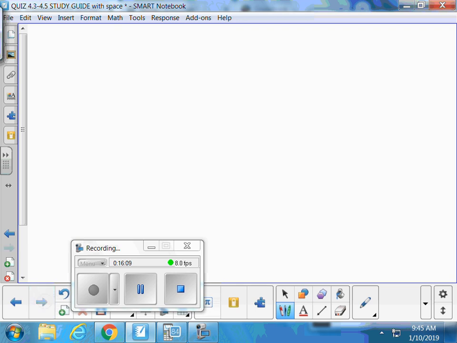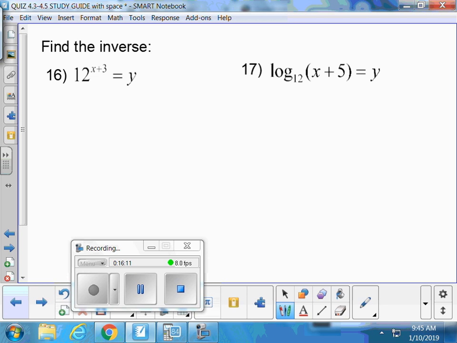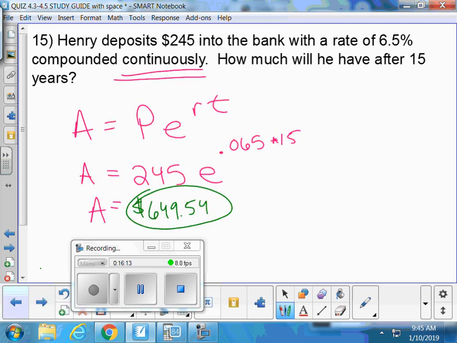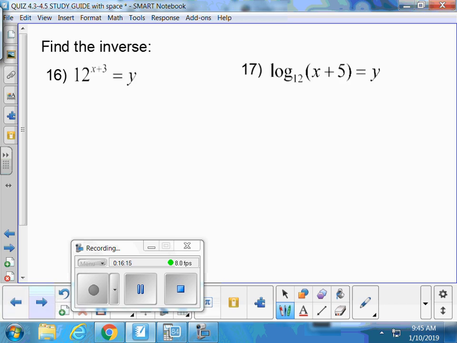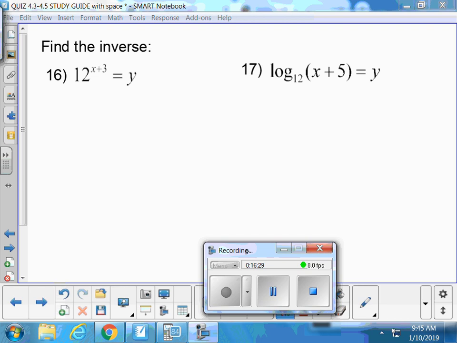And now my favorite, finding the inverse. Looks like our last two. I have a song for this. Switch the x and y, then re-solve it. So you do want to keep in mind if you start with something in exponential form, you're going to end with something in logarithmic form. It's just because exponentials and logarithmics are inverses.